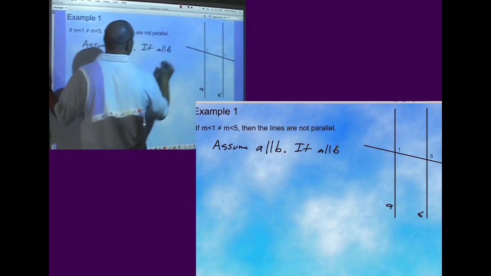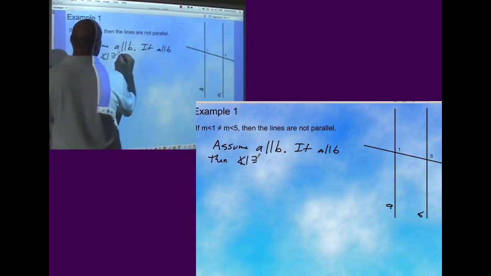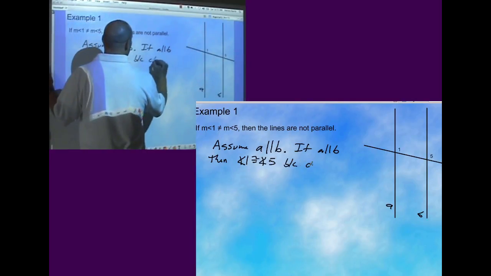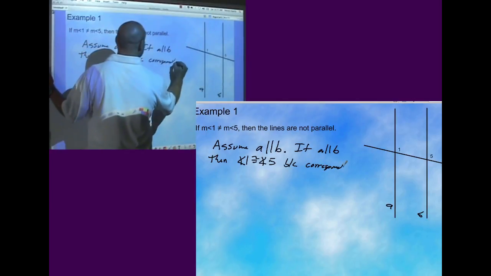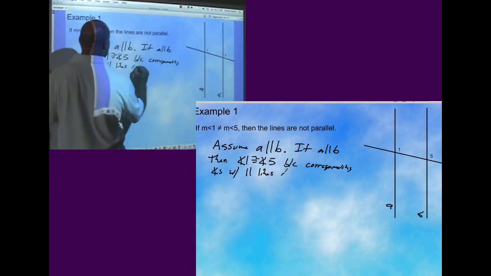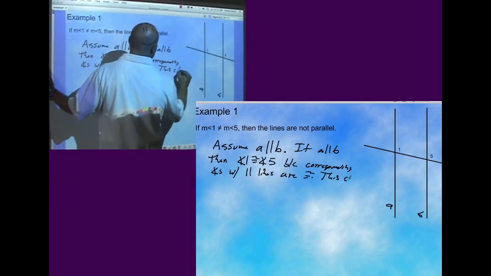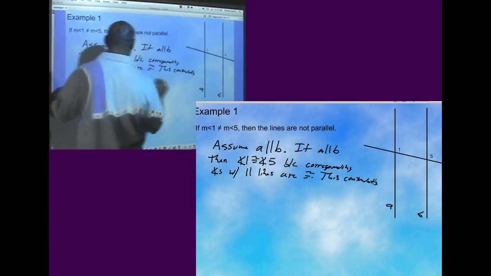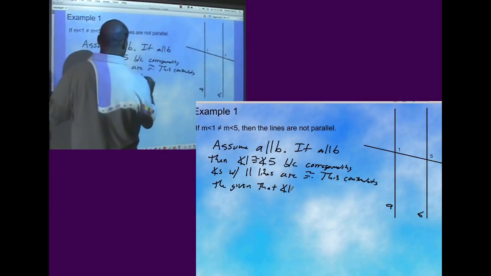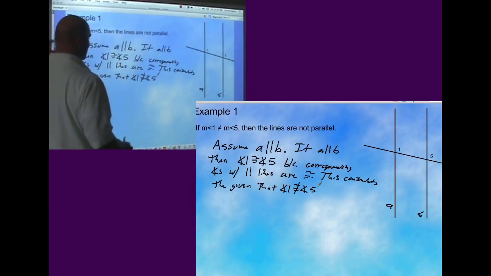If A is parallel to B, then angle 1 has to be congruent to angle 5, because corresponding angles with parallel lines are congruent. This contradicts the given that angle 1 is not congruent to angle 5. I know it's the measures, but I couldn't type that very well, so I went this route.